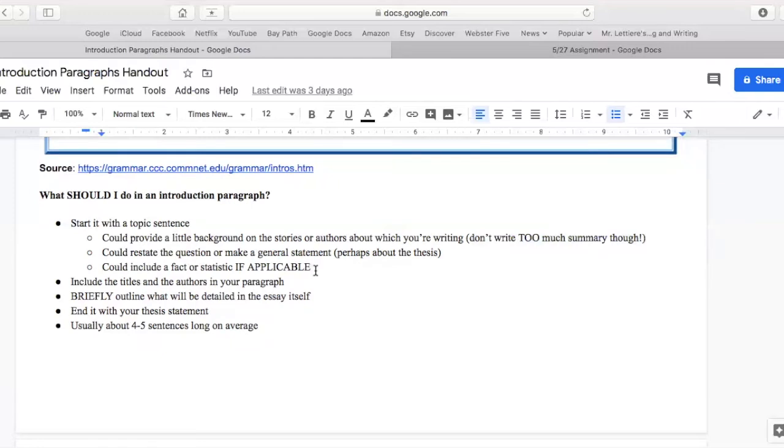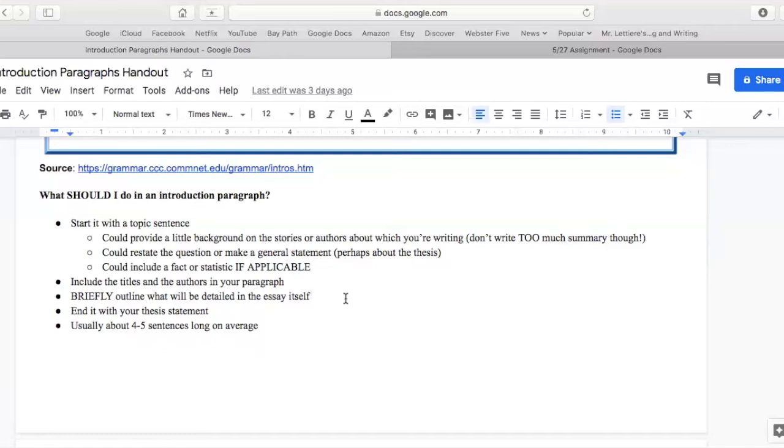This type of essay would not have a fact or a statistic, so don't use that. Don't forget too, in your introduction paragraph, you should include the title and author in some place. You should briefly outline what will be detailed in the essay itself. So you should be able to say your topic sentence and then briefly explain what your body paragraphs are going to be explaining, with no detail. You're saving that detail and explanation for later when you get to the body paragraphs.